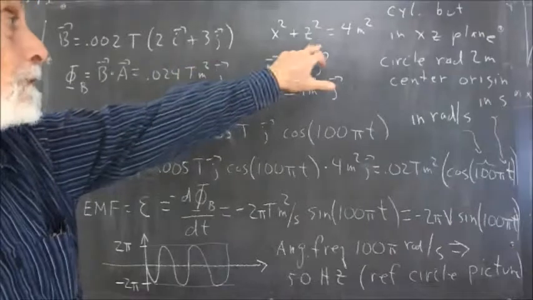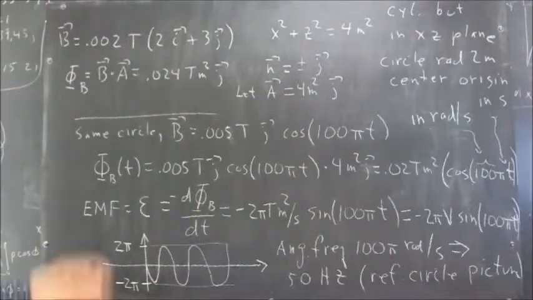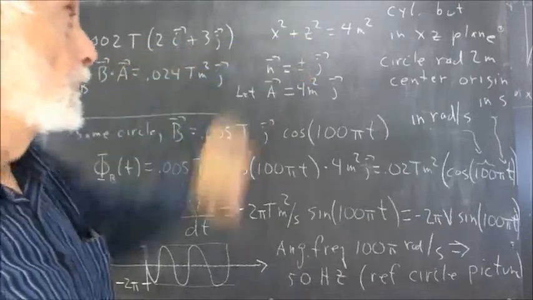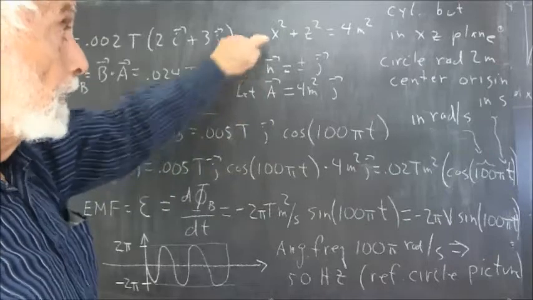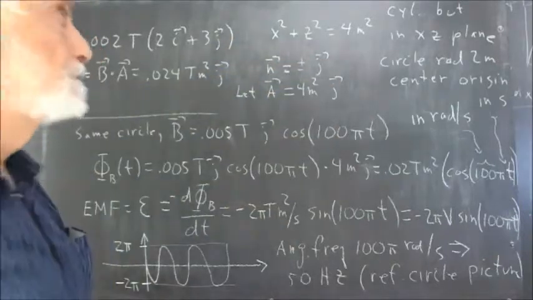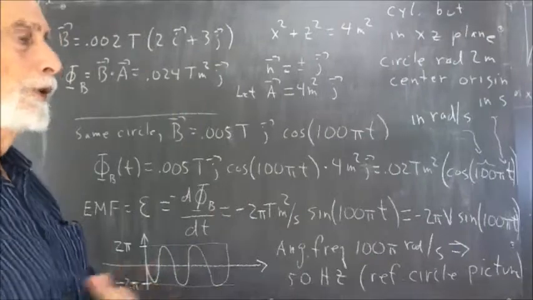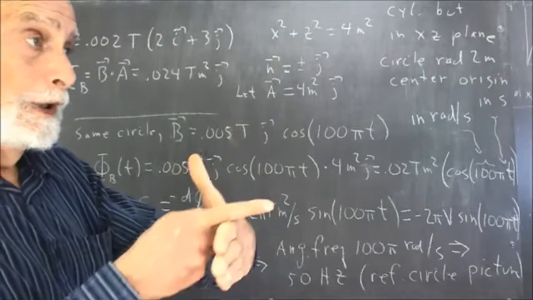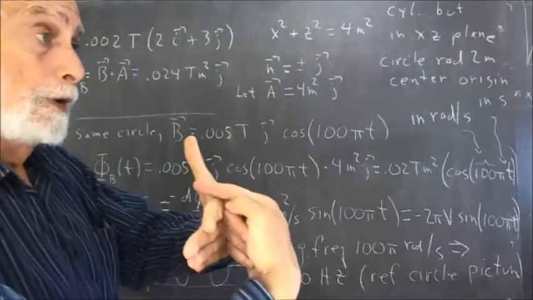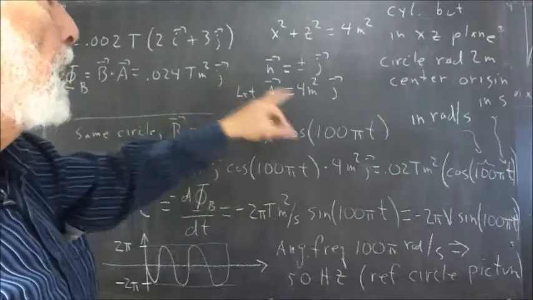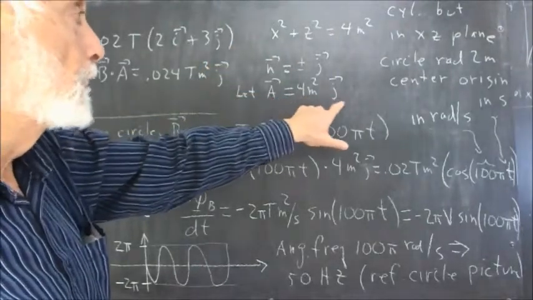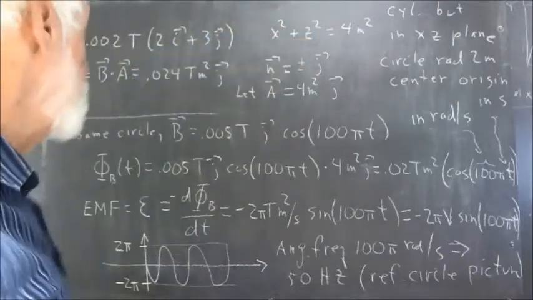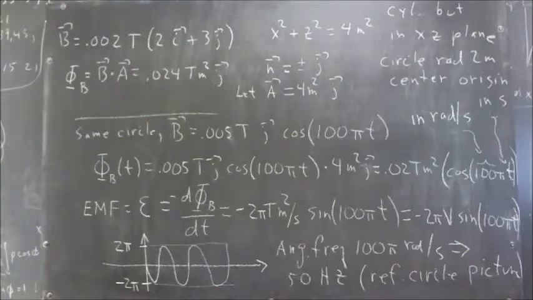Now, this magnetic field with this circle, we want to find the flux of this magnetic field through this circle. So the normal vector to this circle, depending on how the circle's oriented, could be either plus or minus the j vector, because a circle in the xz plane is going to have a normal vector in this direction or this direction. So I'm just going to let A be 4 square meters times j, arbitrarily choosing the plus, and then we calculate the phi b.